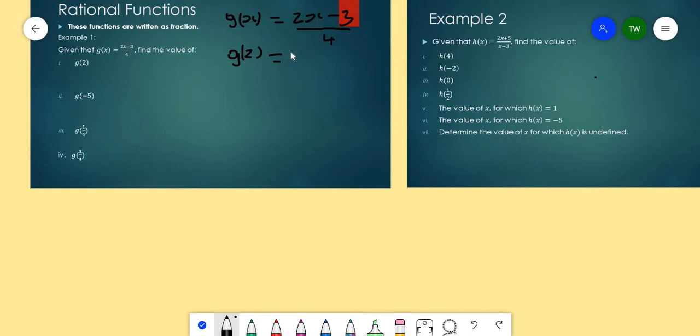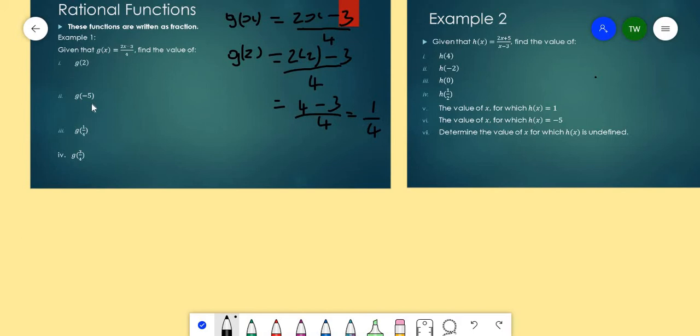So g of 2 is going to equal 2, open bracket, replace x with 2, close bracket, minus 3, all of that divided by 4. All we need to do is to simplify. So 2 times 2, that's going to give us 4, minus 3, all divided by 4. And that is going to leave us with a final answer of 4 minus 3, that's just 1, over 4. So therefore, g of 2 is equal to a quarter.